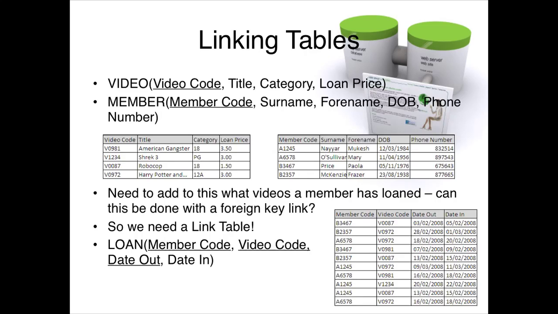So here we have a table which has both the primary key of one table, the primary key of the other table, and then some extra information as well. And the primary key for this table is member code and video code. Notice I've also added date out as a primary key. This is because some people might like to take the same video out more than once, in which case those two items in themselves won't create a unique record. So we need all three to create a uniqueness.